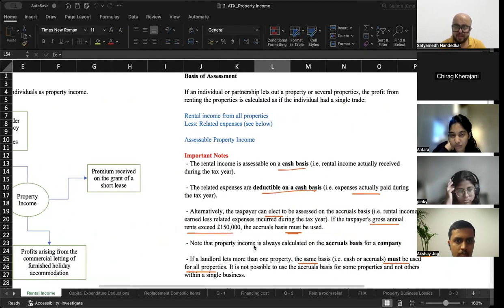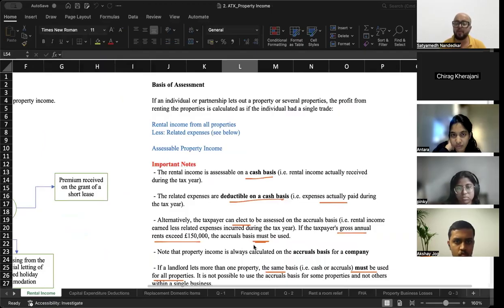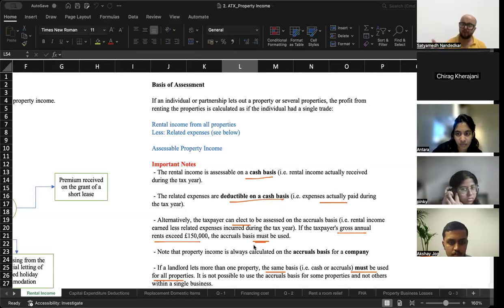Now, the basis of assessment for an individual or a partnership firm is that it's treated as if it's profits of a single trade. And how exactly do we calculate rental income? It is rental income from all properties minus related expenses. There is a list of expenses that is allowed to be deducted.